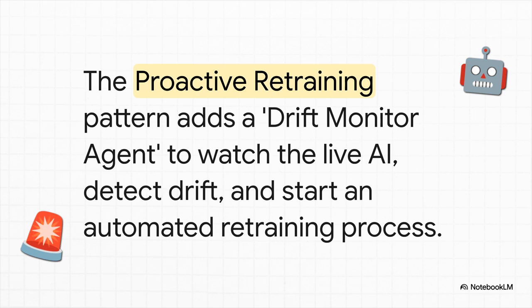And this is where our next pattern comes in to save the day, the proactive retraining pattern. What we do is add a drift monitor agent to our system. Its only job is to watch the live AI 24/7, constantly checking for any signs of drift. The second it spots a problem, it sounds the alarm and automatically kicks off the process of building a new, better model. It's basically an AI early warning system.